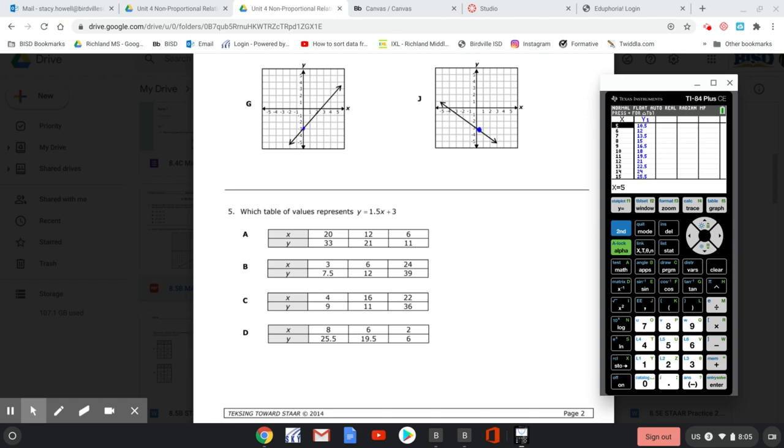When x is 3, is y 7.5? It sure is. When x is 6, is y 12? Yes. And when x is 24, is y 39? It sure is. So you should know your answer.